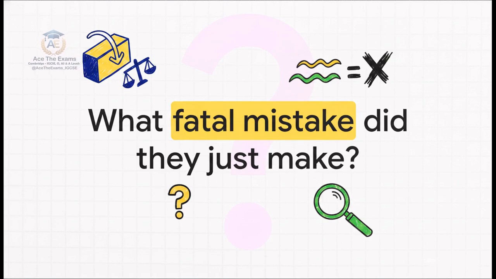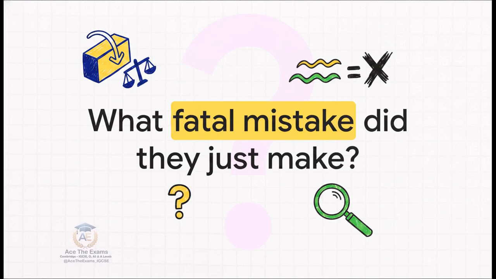Okay, let's dive straight into this deceptively simple calculation where top students completely, and I mean completely, sabotage their own grades. Picture this. A student calculates the density of a block as 2.456 grams per cubic centimeter. They confidently write down 2.4 on the final answer line, they smirk, and they move on to the next page. So what fatal mistake did they just make?